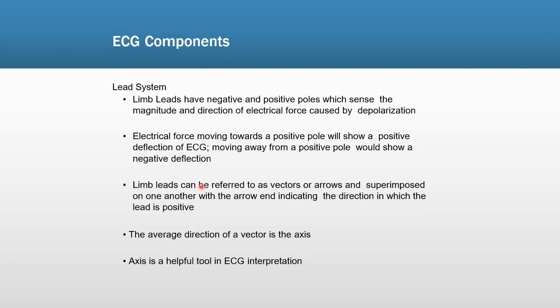Limb leads can be referred to as vectors or arrows and superposed on one another, with the arrow end indicating the direction in which the lead is positive. The average direction of a vector is the axis, and the axis is a helpful tool in EKG interpretation.